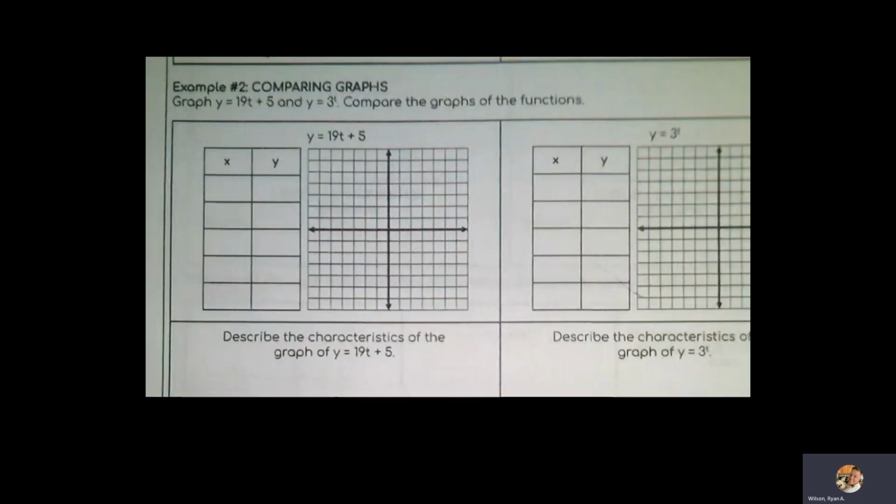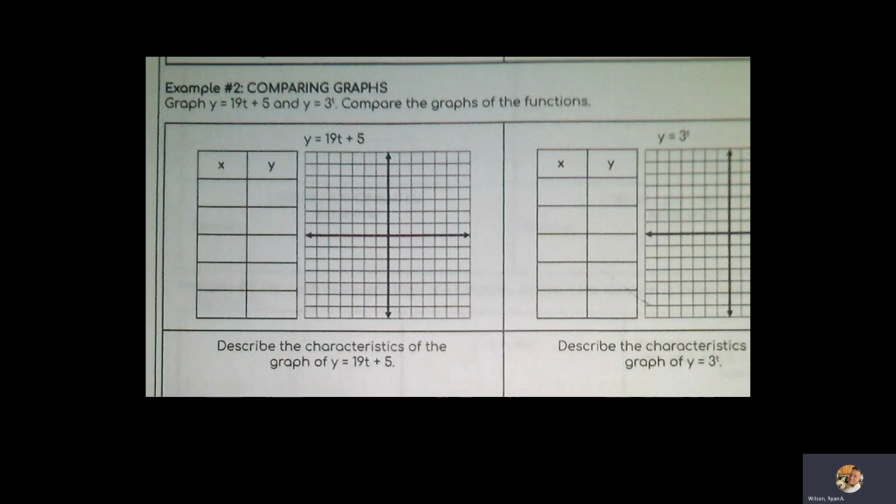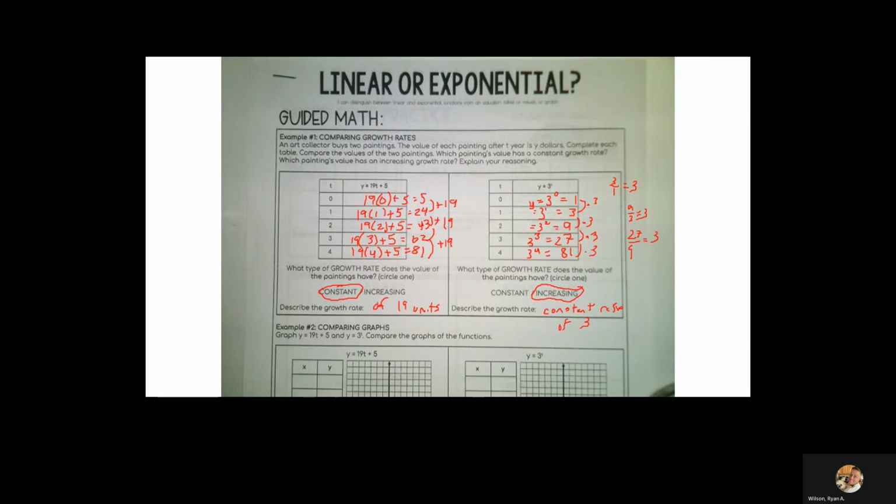On the same part of your notes, let's talk about comparing the graphs, all right? What we have to do is take our answers that we just had and create ordered pairs. My first ordered pair would be 0, 5. For this next one, it would be 0, 3. So what kind of points are those? What kind of points are they when you have a 0 value for your x and an actual value for your y?